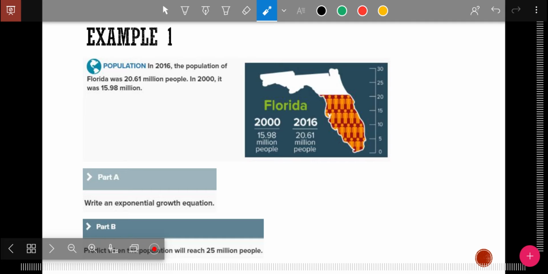First example: in 2016, the population of Florida was 20.61 million people. In 2000, it was 15.98 million people. This is write an exponential growth equation. Again, from the last slide, that means I need to write an equation in the form like this, and I have to have an a and I have to have a k.